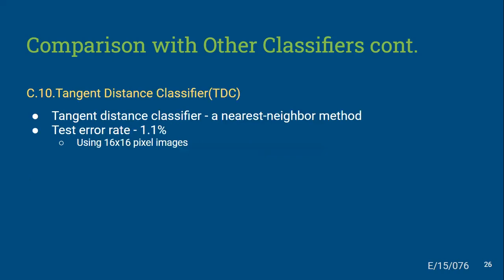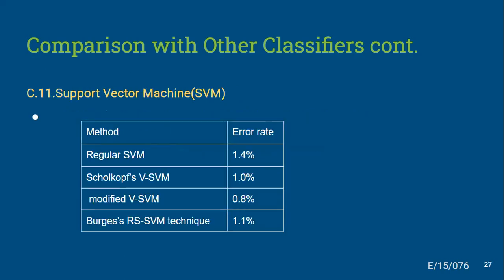The next classifier is the tangent distance classifier with a 1.1% test error rate. Next, the support vector machine. From the SVM techniques, the modified VSVM has the lowest error rate of 0.8%. Let's move to the discussion.